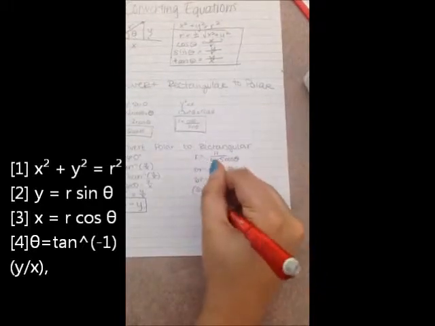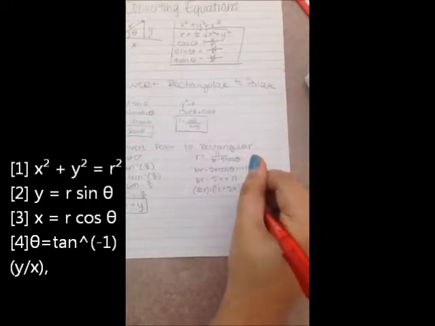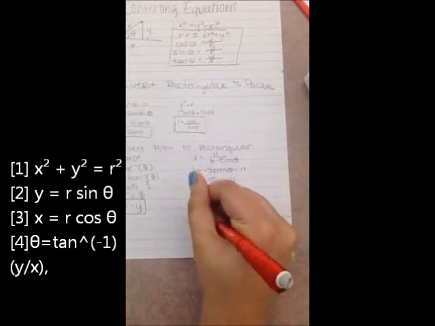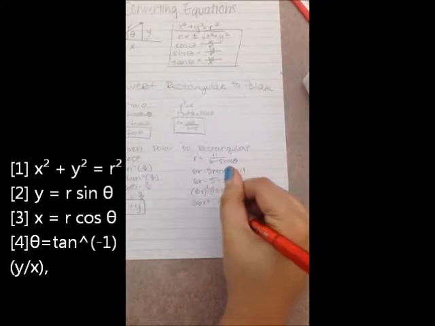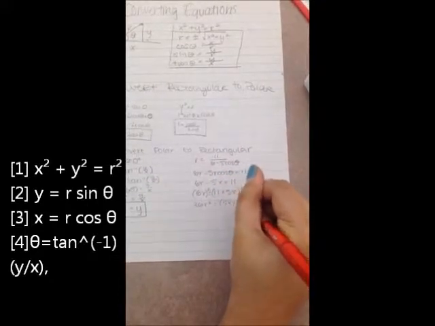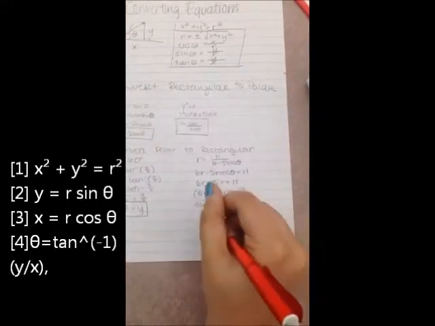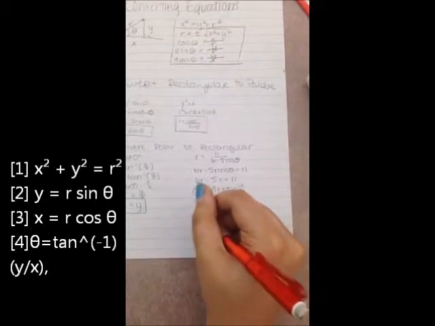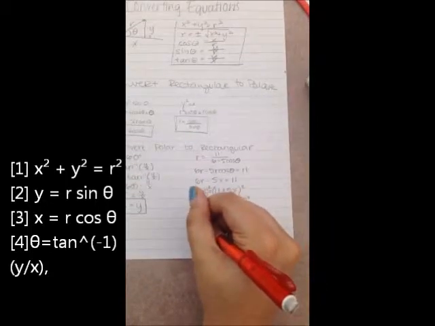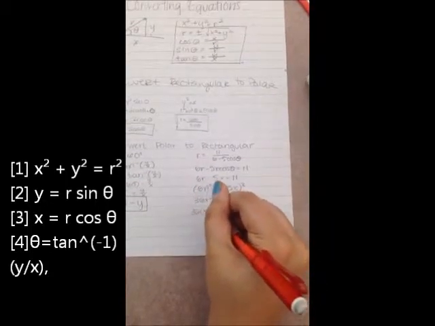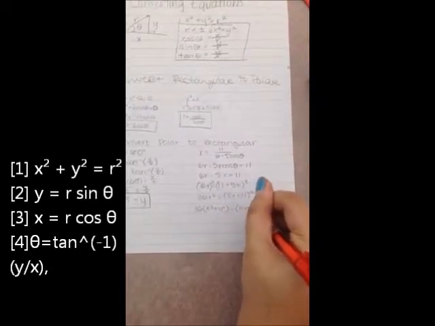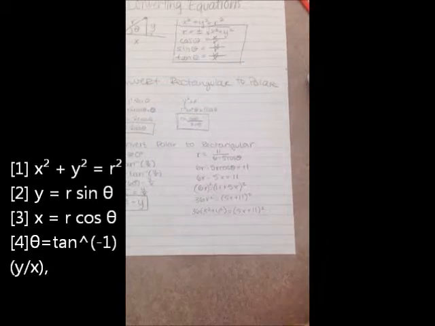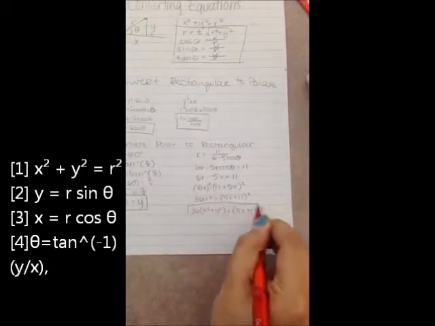Now we can square both sides to make this a little bit simpler, and that will turn into 36r squared equals (5x plus 11) squared. R squared is the same as x squared plus y squared, so now we have 36(x squared plus y squared) equals (5x plus 11) squared. And that is your final rectangular equation.